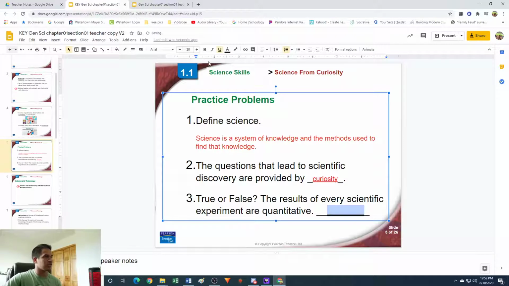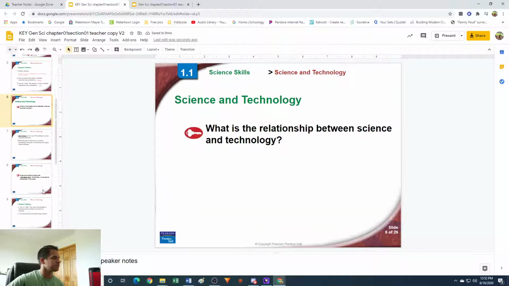Qualitative meaning that we are just looking at what something looks like or making observations with our senses. We're not making any measurements. So this is false, not true.